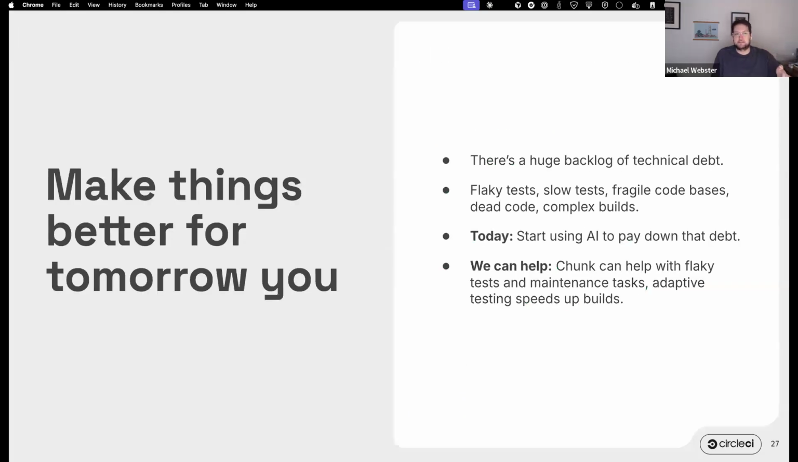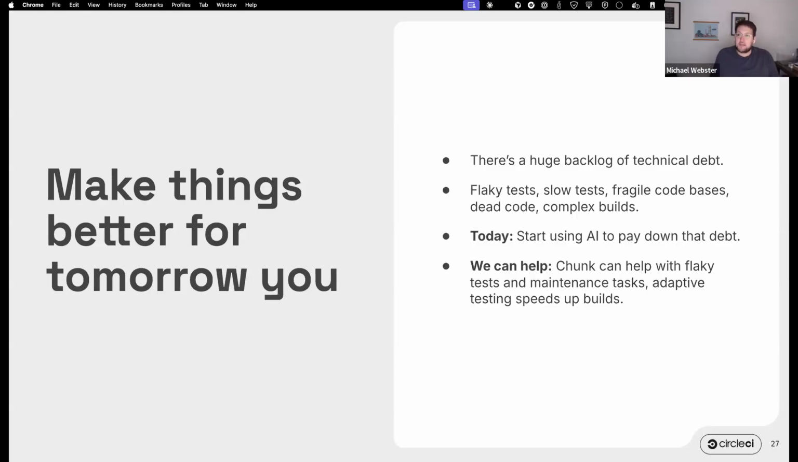So my advice here is make things better for tomorrow you, right? Every team has some backlog of technical debt. There are slow tests, flaky tests. Everyone has those code bases that they know every time no one wants to touch it because every time they do, it breaks, and then they become the person who is the expert on that code base. So my recommendation today is start leveraging AI to pay down a lot of that debt, right? Use the AI tools to convert the scripts to speed them up. Use them to automate the extraction of things that maybe you were programmatically generating in some really complex way, and putting them into a script that's easy for you and your developers to find.